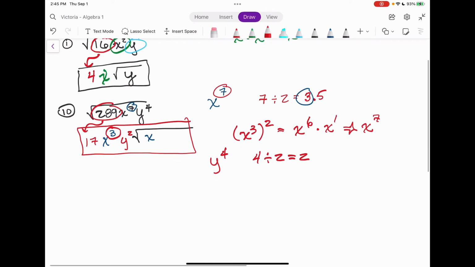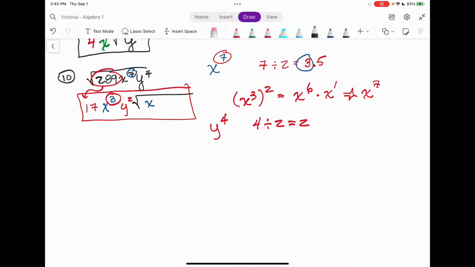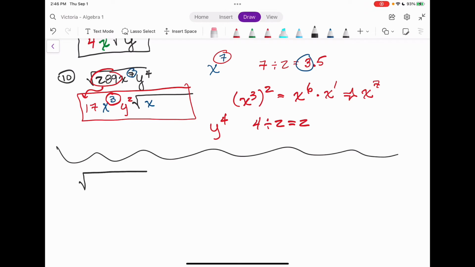So let's just make up another one here. So let's say we have the square root of 20 x to the 5th y to the 3rd z squared. Okay, so you probably have recognized by now that anytime I have an odd number that's an exponent, I'm going to have something left over that's inside the radical. When I have an even number exponent, since that's evenly divisible by 2, I won't have any of that variable left inside the radical. So let's start with the number first.